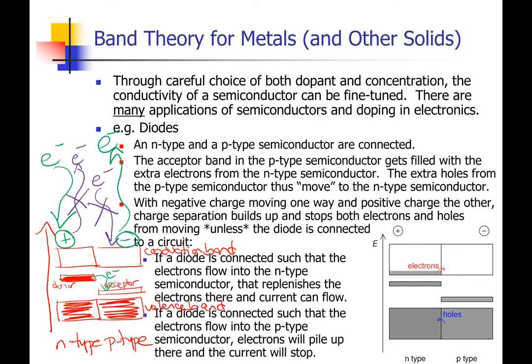So what you've now done is you've actually built a device that allows current to flow through it in one direction, but not the other direction. And that's a very basic but essential requirement of building electronics, being able to control the direction of current.